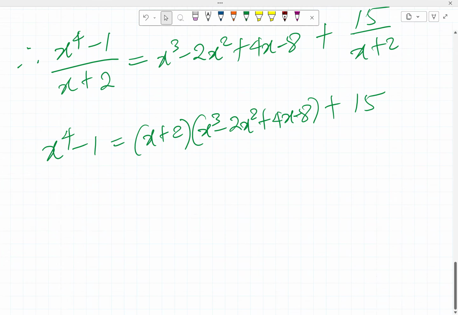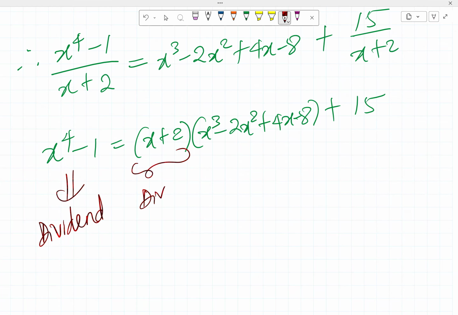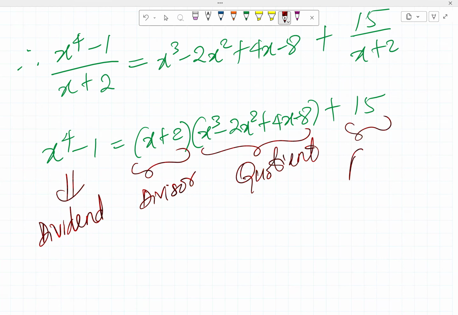So in all, now we see that this is the dividend, what we are dividing. And then this is the divisor, what we are dividing by. Then we have the quotient, the result we get, at least the whole number we get. And then this is the remainder, what is left over.